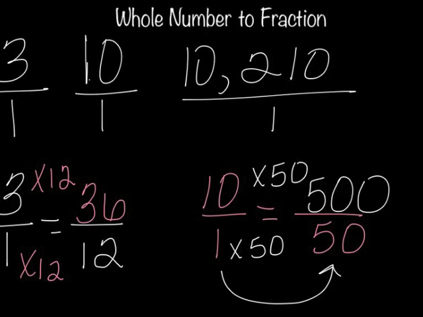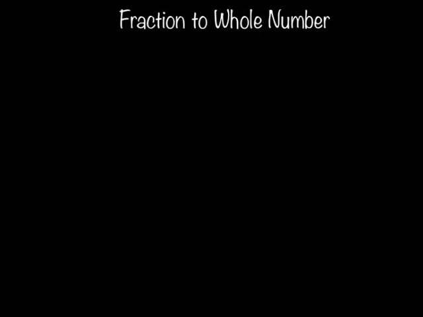So we're going from the whole number 10 to the fraction form of 500 over 50. They are equivalent to each other. The same thing with the 3. We're going from 3 over 1 to the equivalent fraction of 36 over 12. The next thing that we're going to go to is fractions to whole numbers.